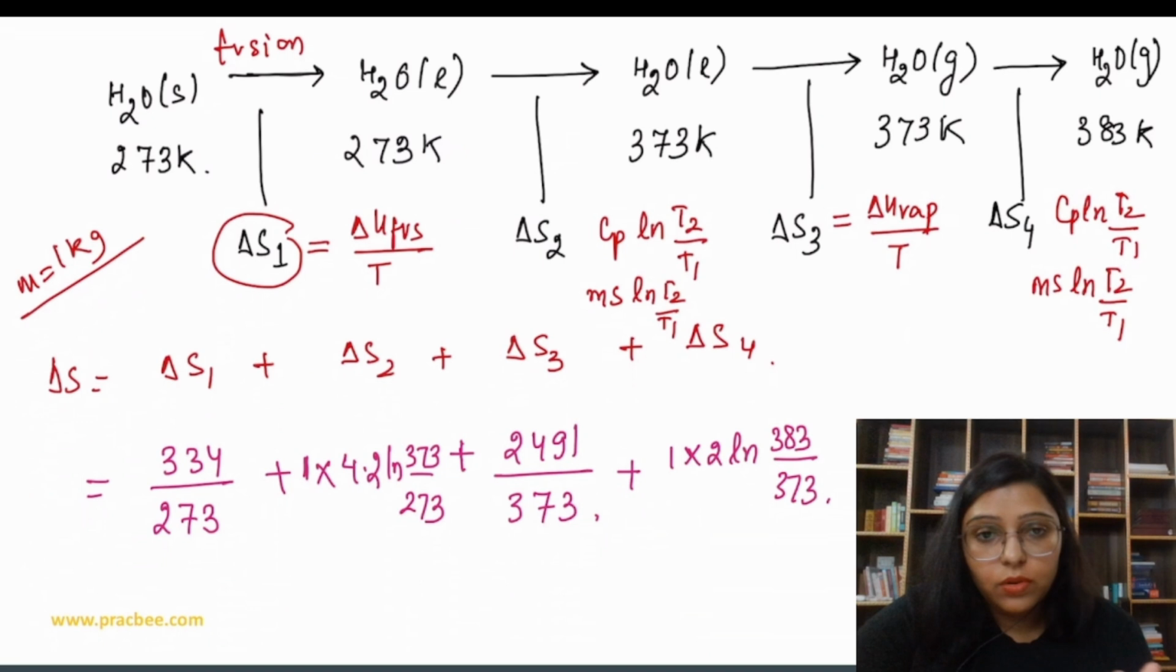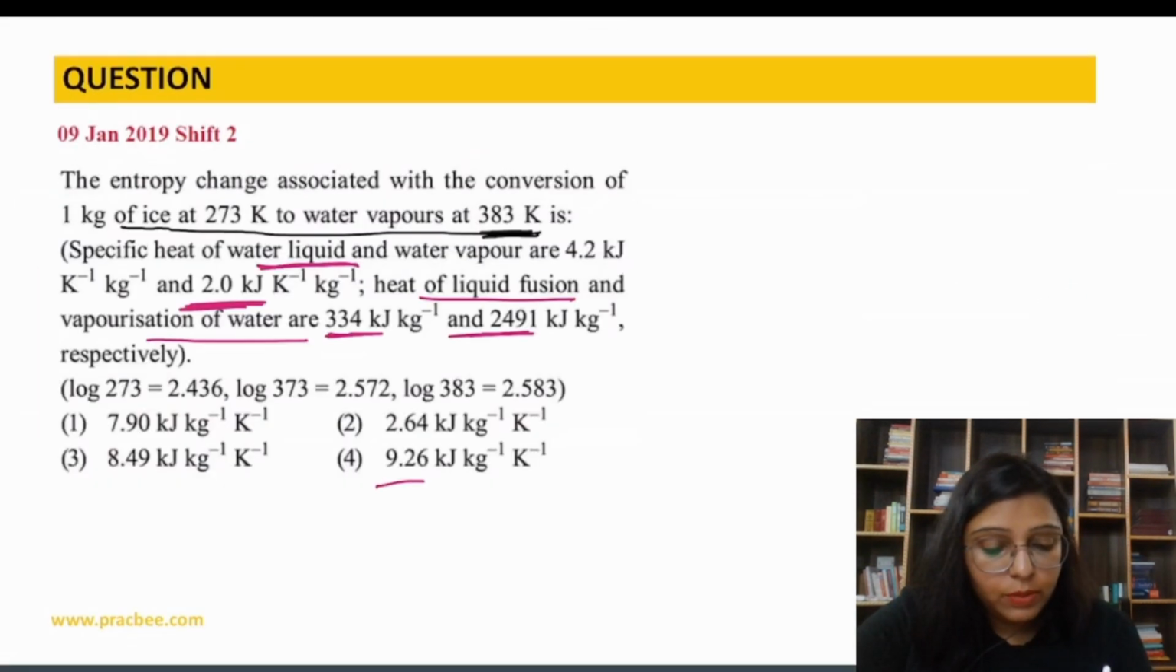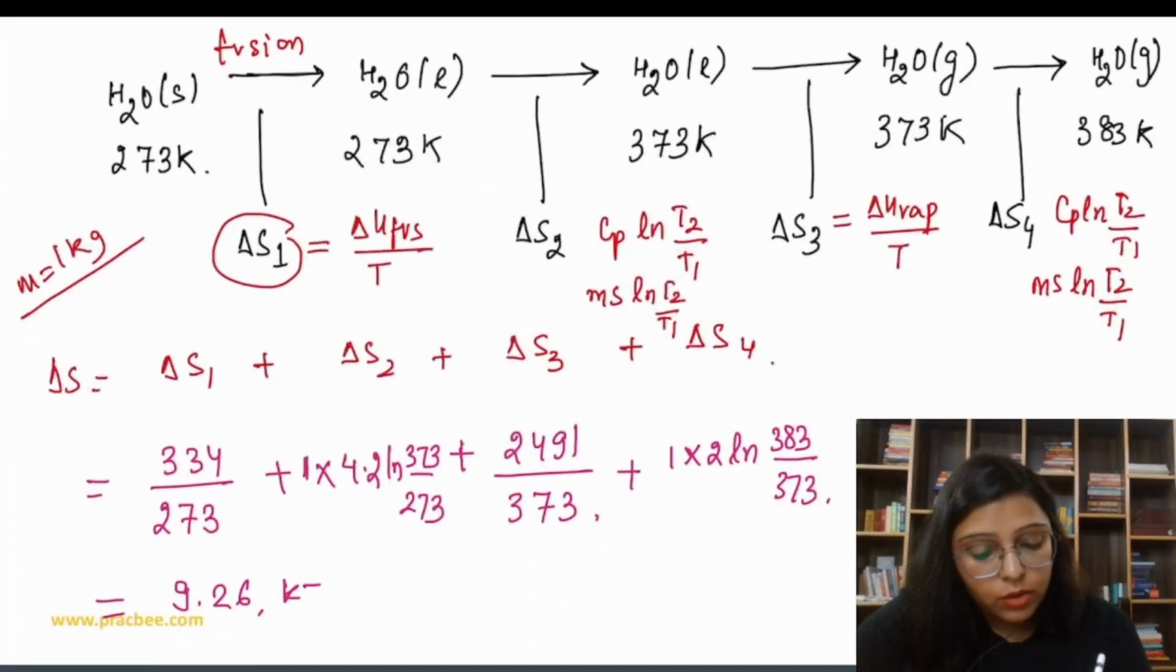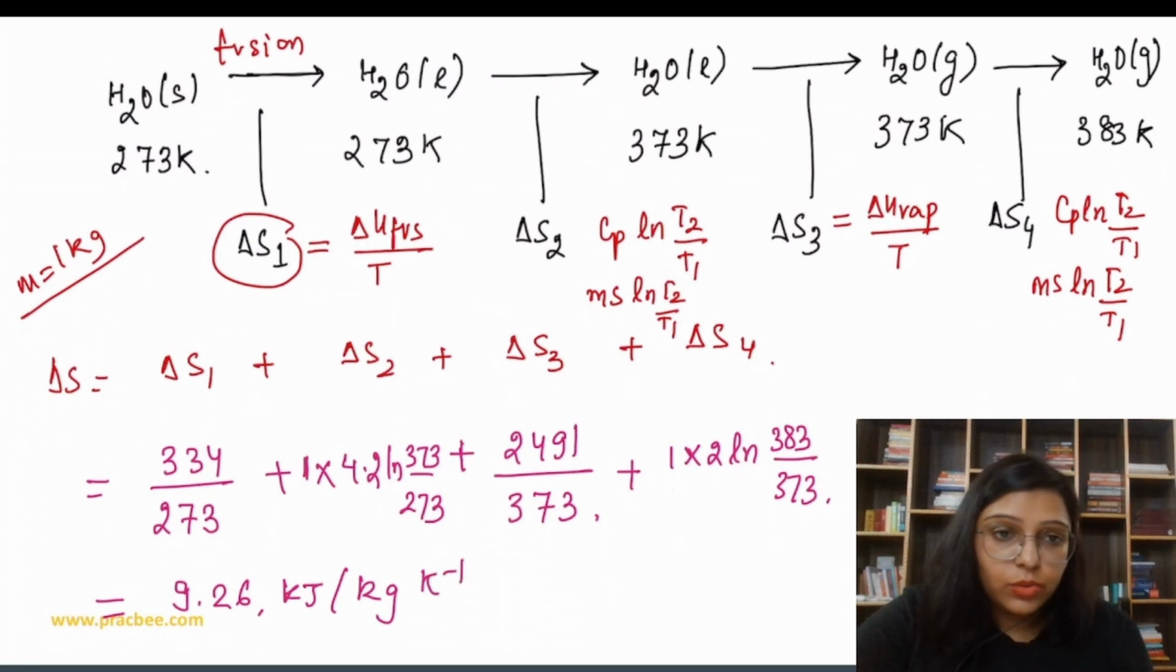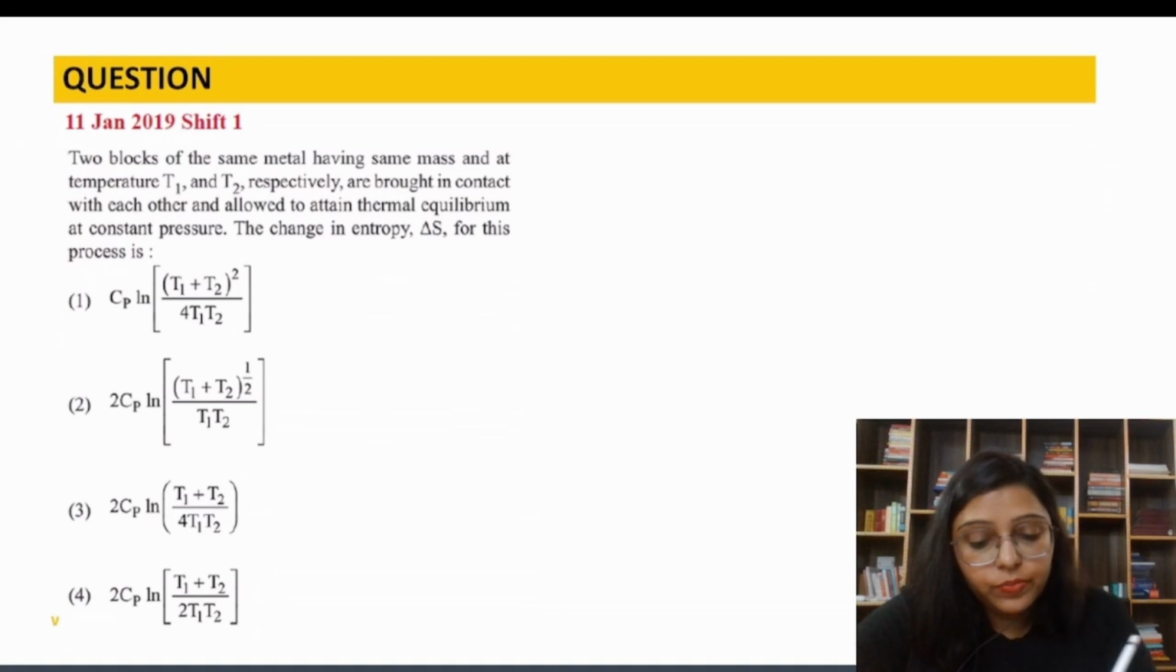Now you have to solve, right? After solving you get the answer equal to 9.26. So 9.26 kilojoule per kg per Kelvin. So that is going to be the answer. Okay, now let's do the next question.